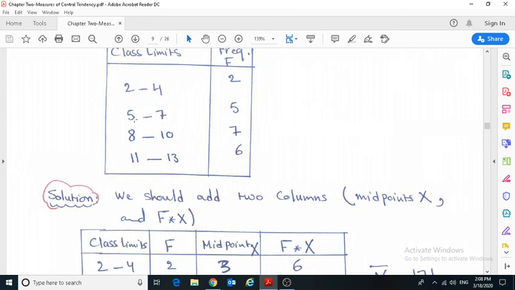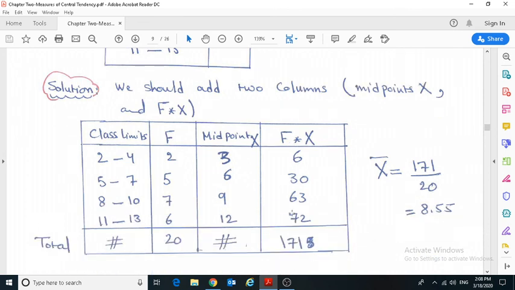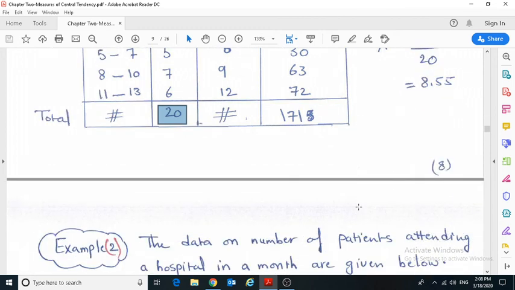So to answer this question, we should add 2 other columns, the midpoints, which represent the x, and multiply f by x in the 4th column. So these are the calculations, and x bar will be the total sum of f multiplied by x divided by the total sum of frequencies, and it will be 8.55.